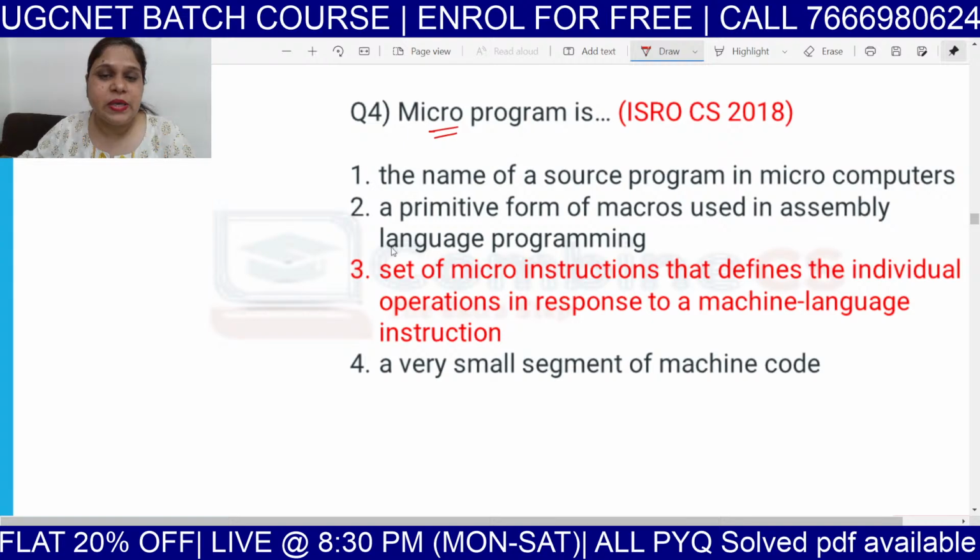Now this is the basic definition of micro program, that it is a set of micro instructions, and in none of the options here are micro instructions mentioned. Now it is not the name of the source program into your microcomputer. It is not a primitive form of macro. So these two options are completely wrong. Now it is a set of micro instructions that defines the individual operation in response to a machine level instruction. So yes, that is a correct definition for question number 4.